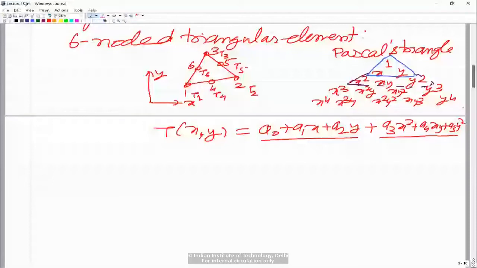So these are the triangular elements. In 2D, you could have a three-noded triangular element or a six-noded triangular element. Then next, the next set of elements are basically quadrilateral elements.